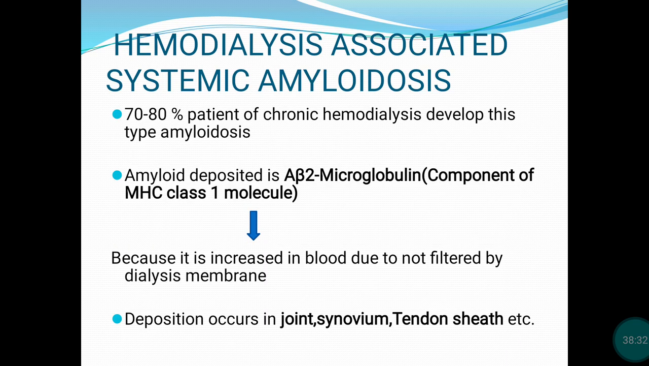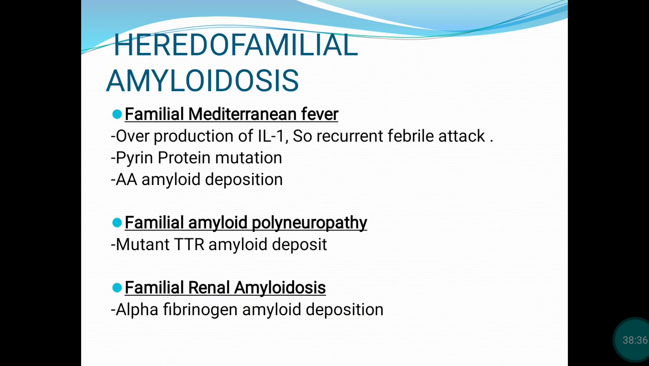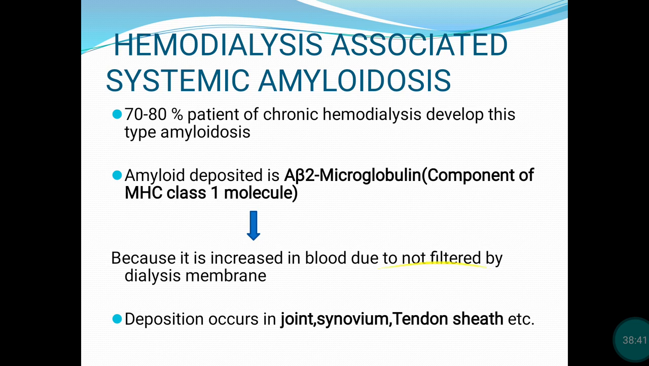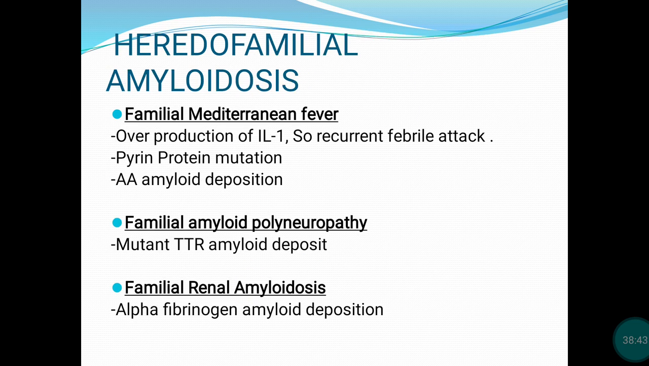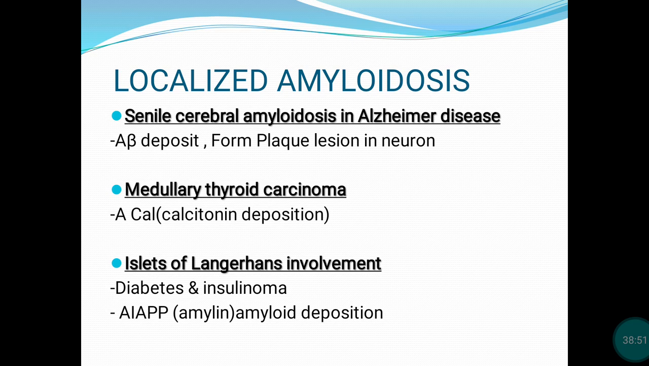These are the organs. In the hemodialysis-associated amyloidosis, A beta 2 microglobulin will get accumulated because it is not filtered through the dialysis membrane. Heredofamilial involves familial Mediterranean fever, familial amyloid polyneuropathy, and familial renal amyloidosis, right? In the localized, it can involve cerebral amyloidosis, that is because of A beta deposition.